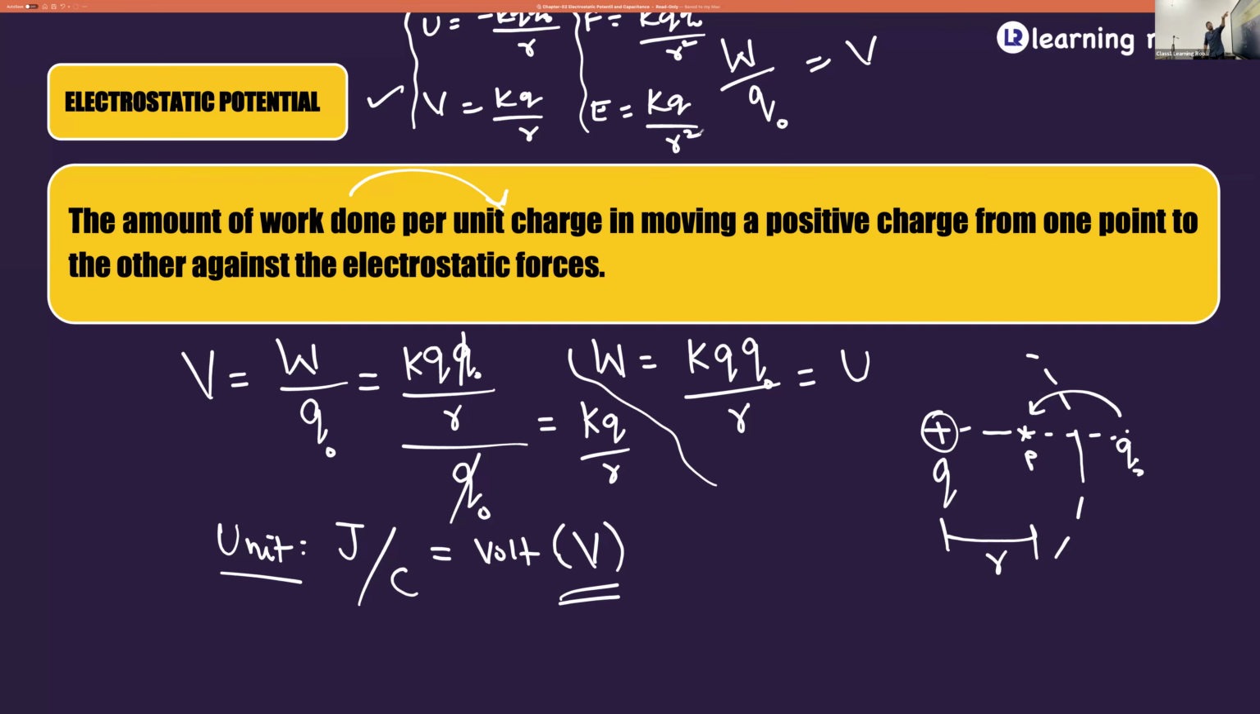Whenever you need to define force or potential energy, the minimum number of charges required is 2. Whereas whenever you need to define potential or electric field, the number of charges required is 1. Look at the numerator: here there is only 1 charge, whereas look at the numerator there, there are 2 charges.